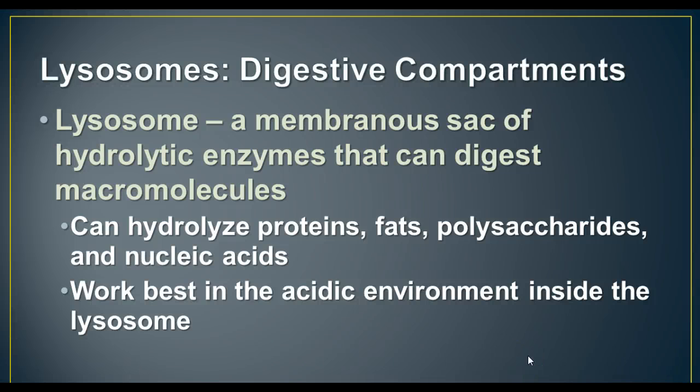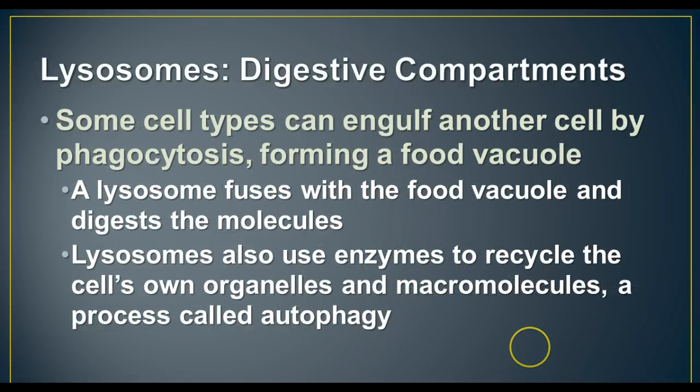So oftentimes a food vacuole that might have food in it would fuse with a lysosome, and that way the enzymes can stay in their more acidic environment. Some cell types can engulf other cells by phagocytosis, and that's where you see this kind of thing happen. Then you can also use the lysosomes to recycle the cell's organelles and macromolecules. That's called autophagy. The phagy part refers to eating, okay?